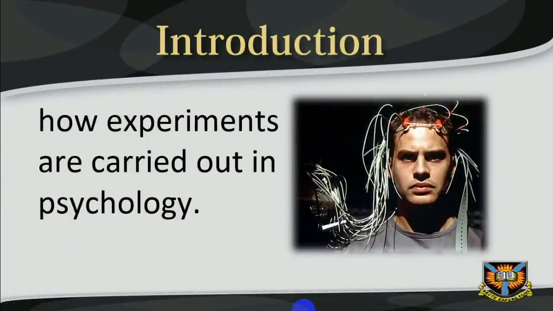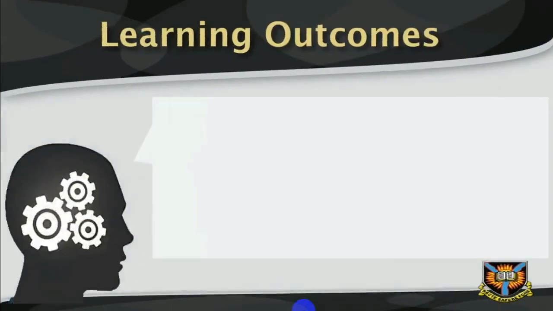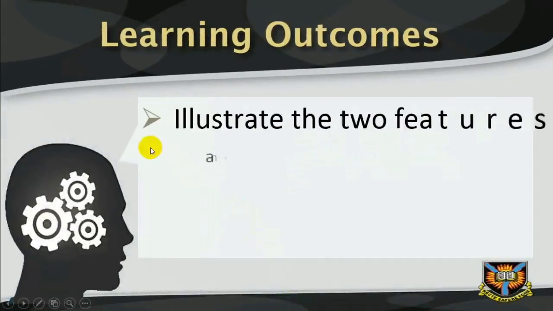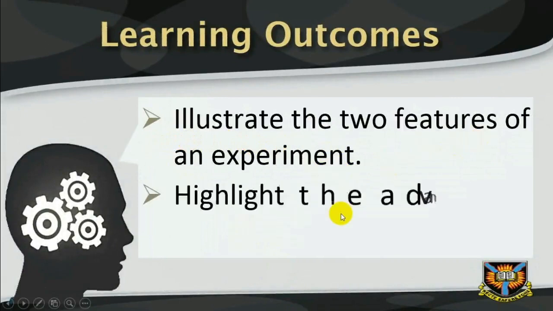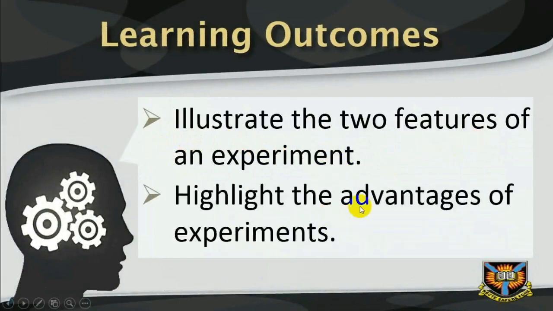Learning outcomes. When you have studied this session, you should be able to: 1. Illustrate the two features of an experiment. 2. Highlight the advantages of experiment. 3. Point out reasons why experiments are carried out.